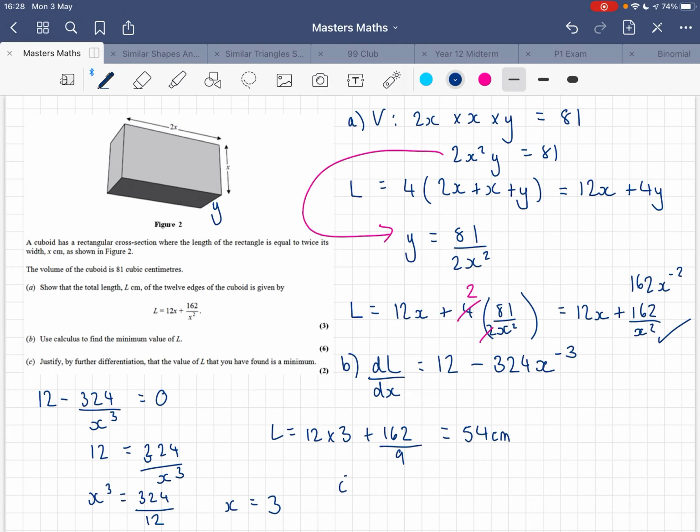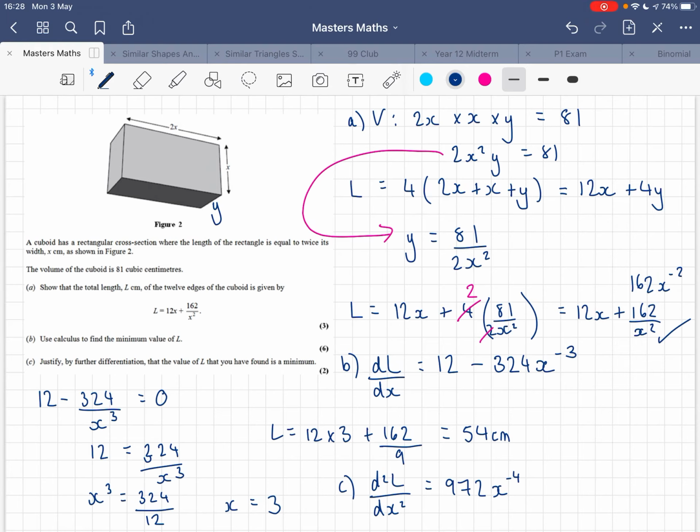Yeah, centimeters. The last part is asking us to show that this is actually a minimum, so that's when we need to take the second derivative. So differentiating 12 minus 324x to the power of -3 again leaves us with 324 times 3, which is 972. So the second derivative is 972x to the power of -4. I need to substitute in my value of x that I found to work out if it is positive or negative.